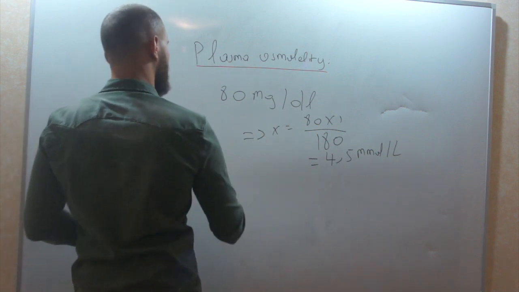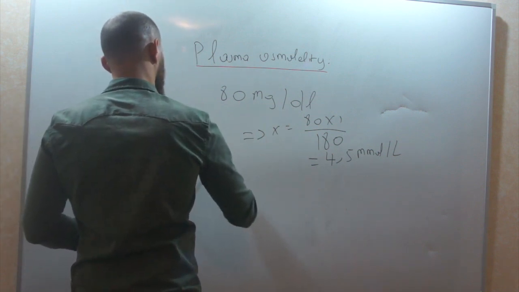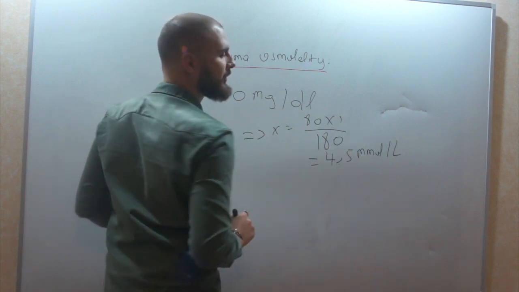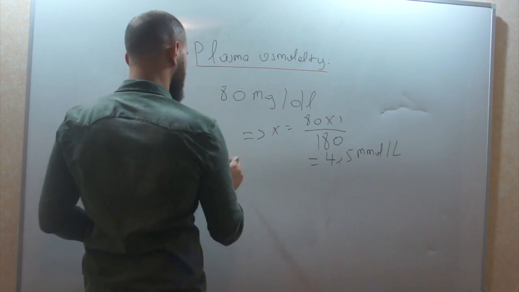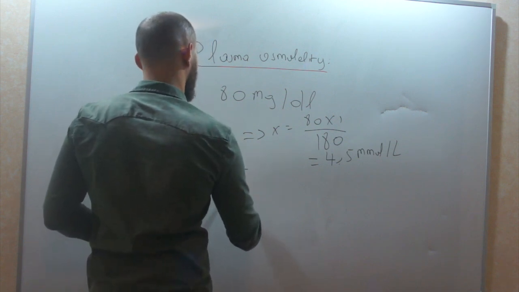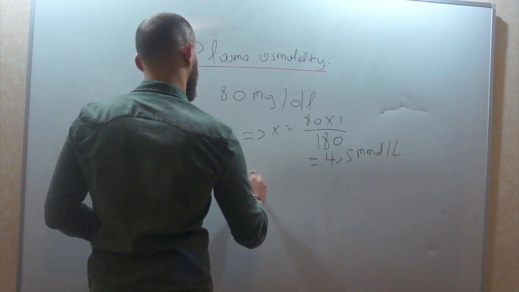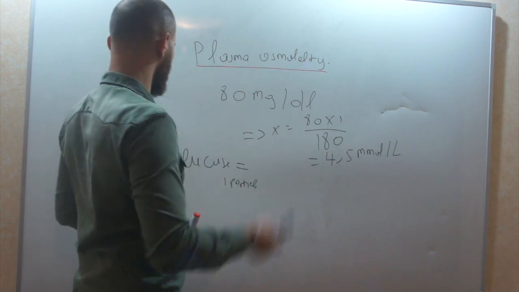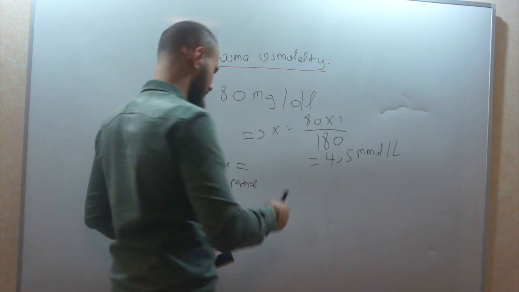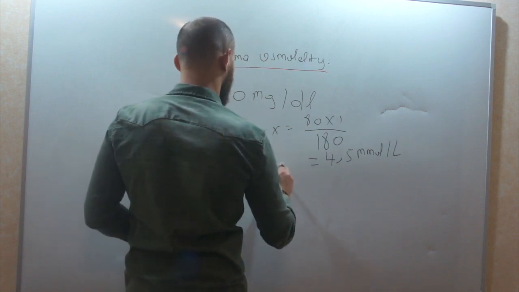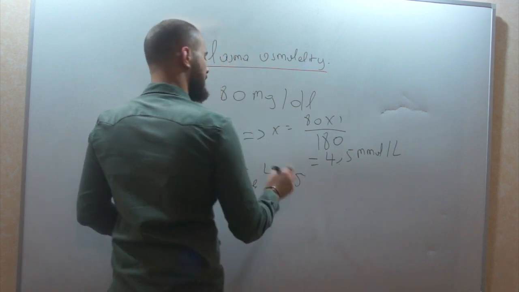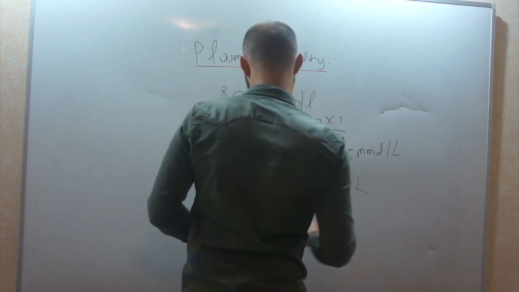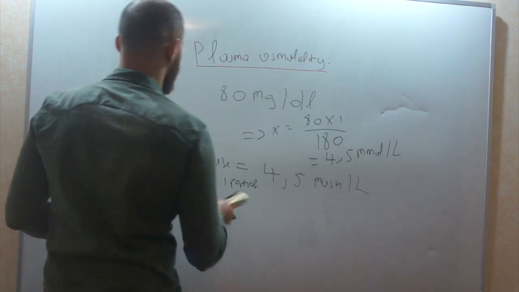And let's convert now the osmolarity of glucose. You have 4.5 millimole, and it dissociates into one particle. Glucose gives glucose. Just one particle. So it's 4.5 milliosmol per liter. That's it. Now, urea.